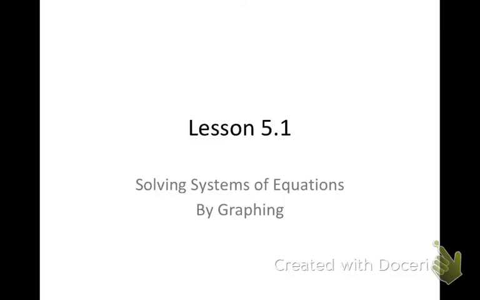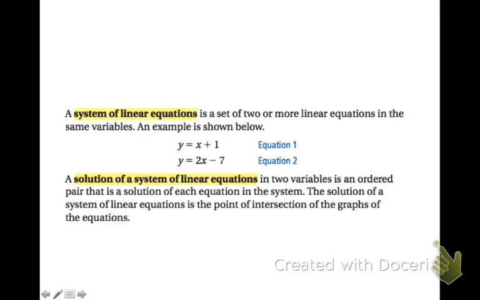Okay, in lesson 5.1, we're going to be solving systems of equations by graphing. What this means, first of all, let's identify what a system of equations really is. It's a set of two or more linear equations in the same variables. You can see this example, equation 1, equation 2, are both linear equations in slope-intercept form with the variables x and y. A solution of a system of linear equations is an ordered pair that is a solution of each equation.